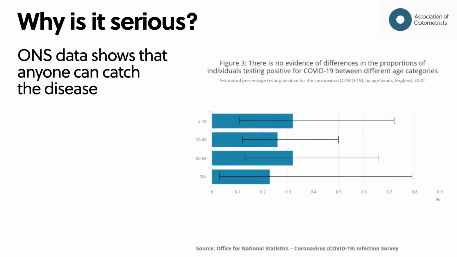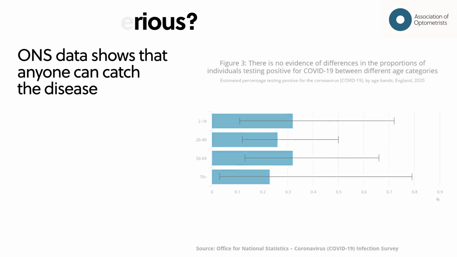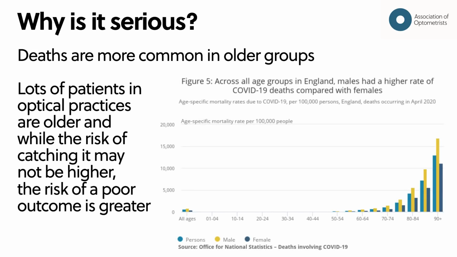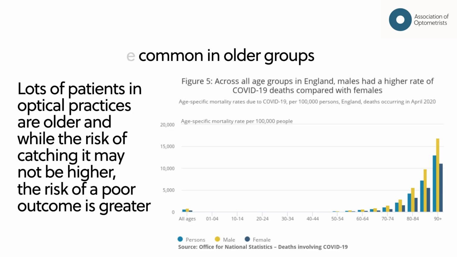ONS data has been published for a while now, and if we look at the ONS data, we can see that anyone can catch this disease. There isn't a great difference between the young, the middle, and the older patients in regard to who catches it. But what we can see is that deaths are far more common in the older groups. And lots of patients in optical practices are older, and that puts potentially our main patient base at an increased risk of this disease, and reinforces why optical practices have to take this very seriously, because the people that we're seeing are potentially those that may have the worst outcomes from it.